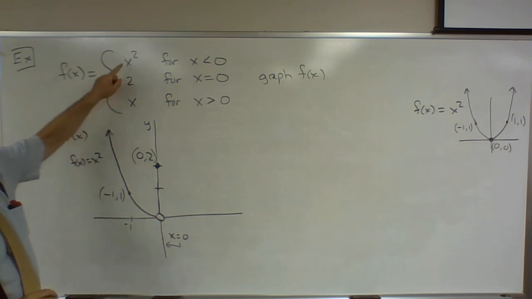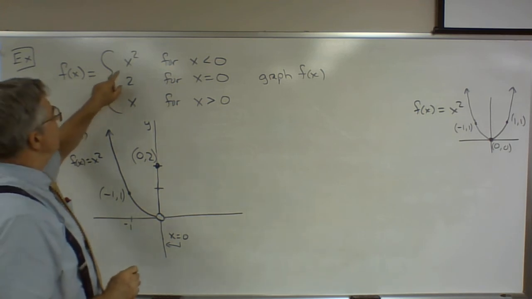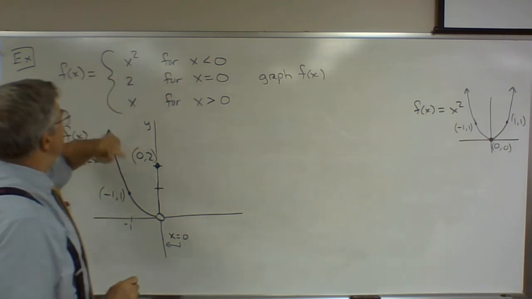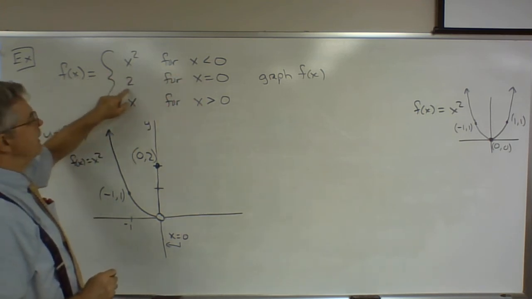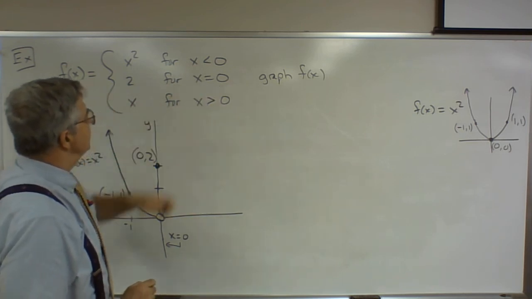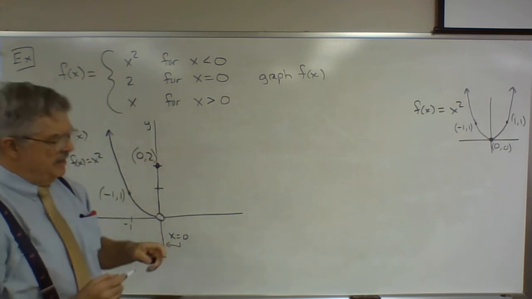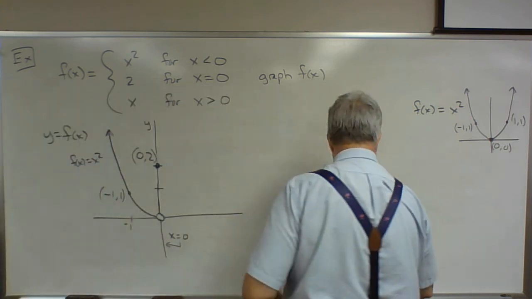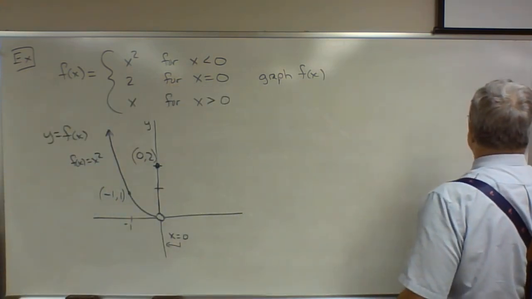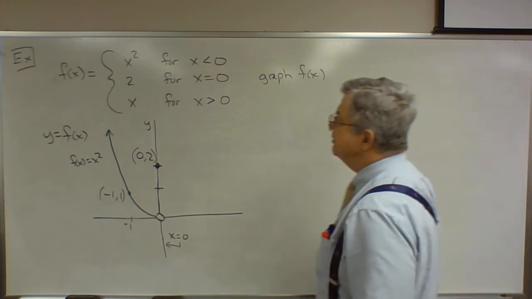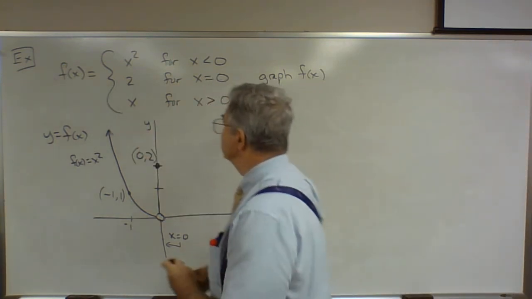So let's see, we have the function graph for when x is less than 0. We have the function graph for when x is equal to 0. And what about when x is greater than 0? Let's look at the graph of f of x equals x.